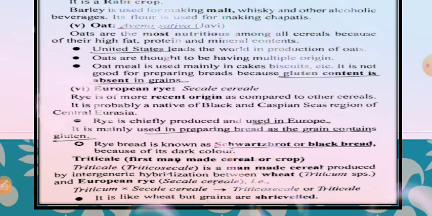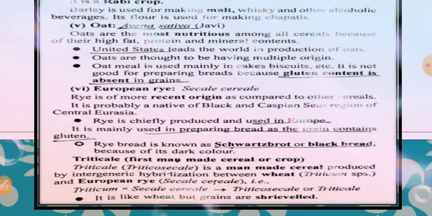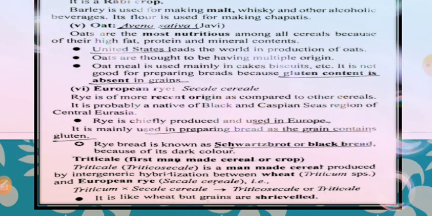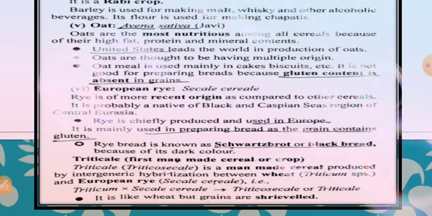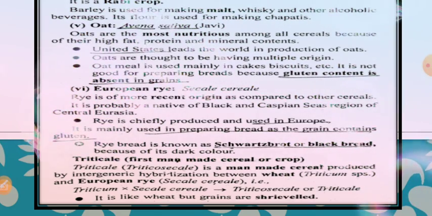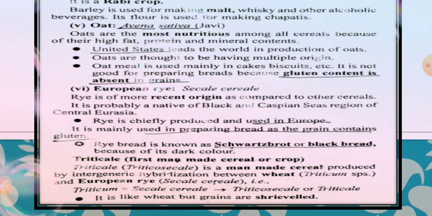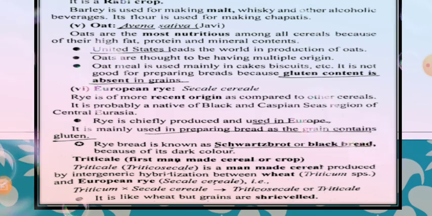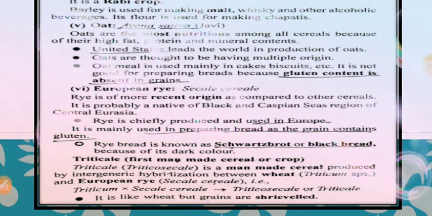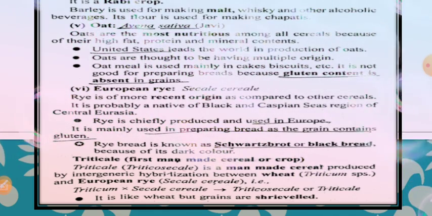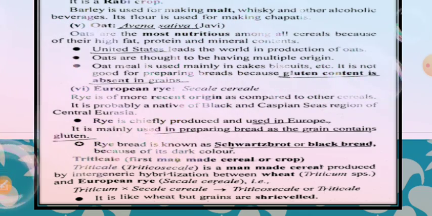The gluten is present in the grains, and that's why it is easy to prepare bread or chapatis. So rye bread is known as black bread. Because of its dark color, this is known as black bread or rye bread.